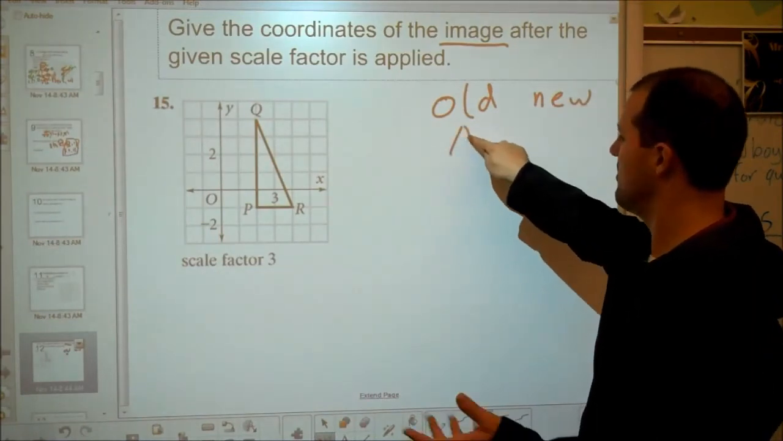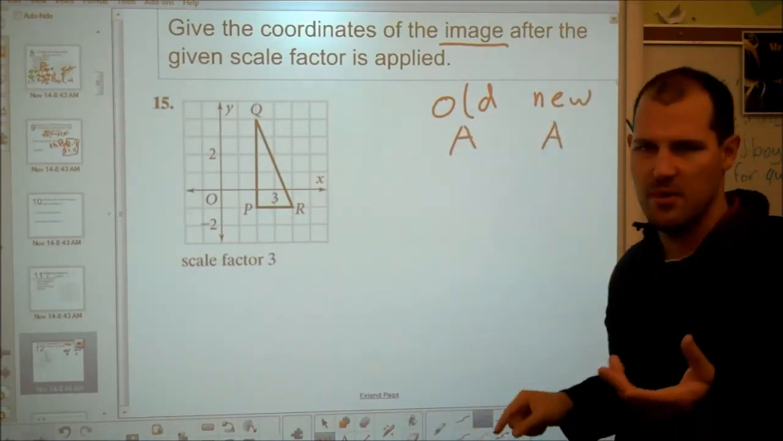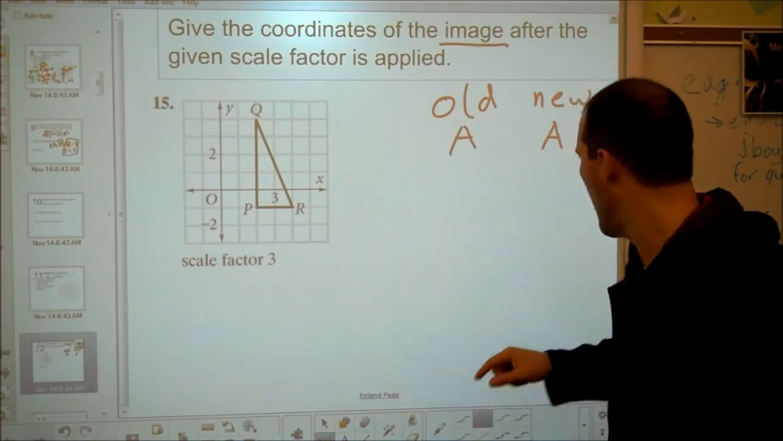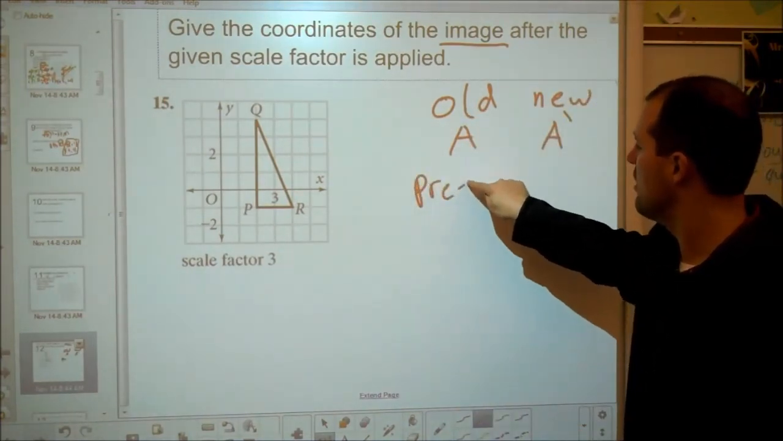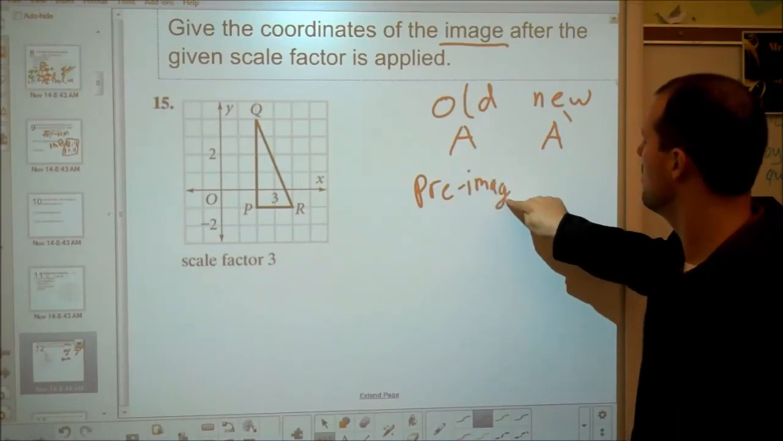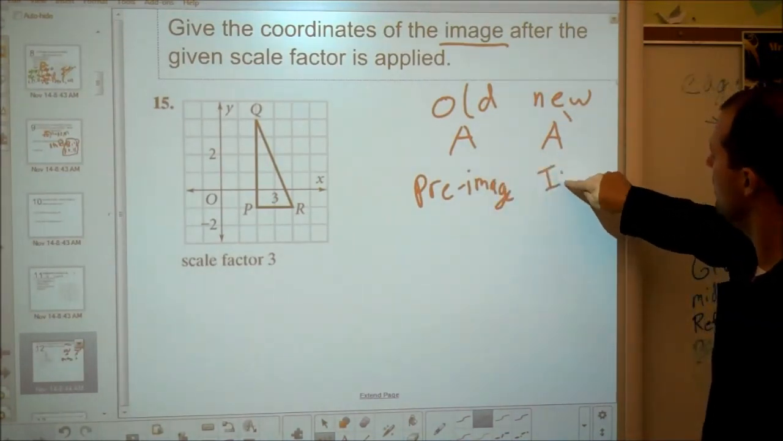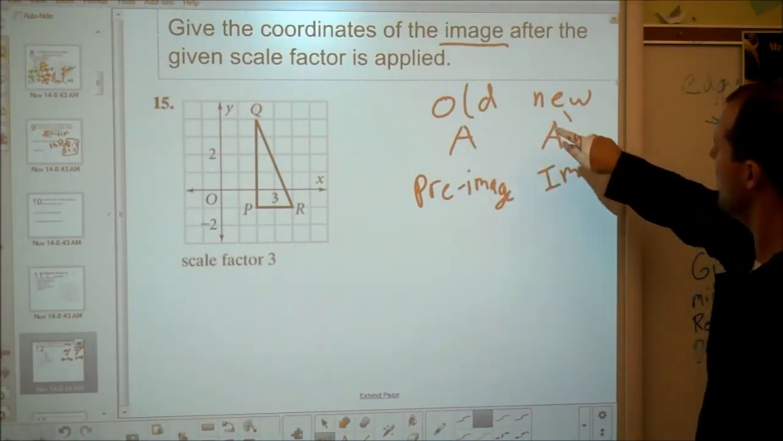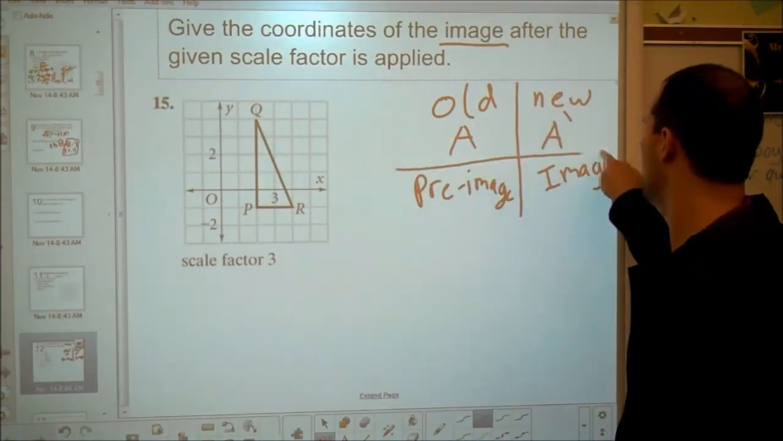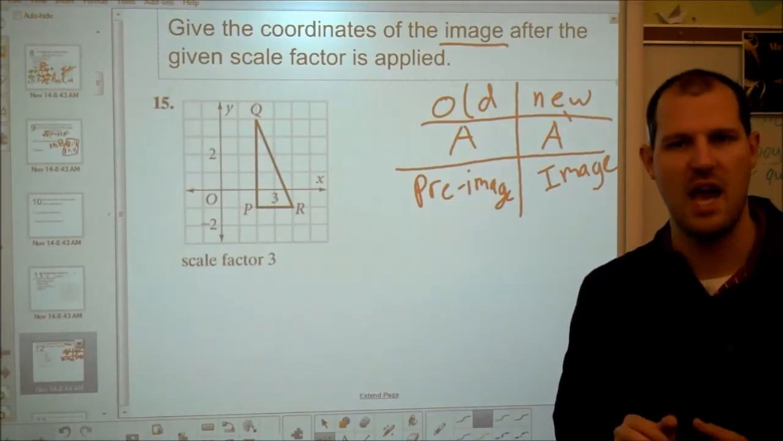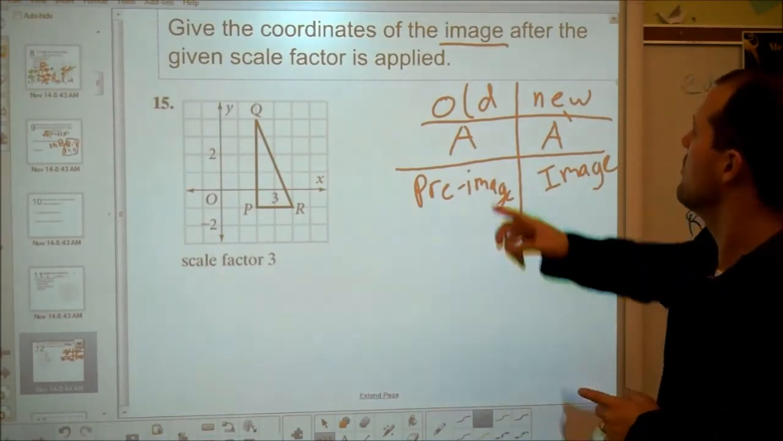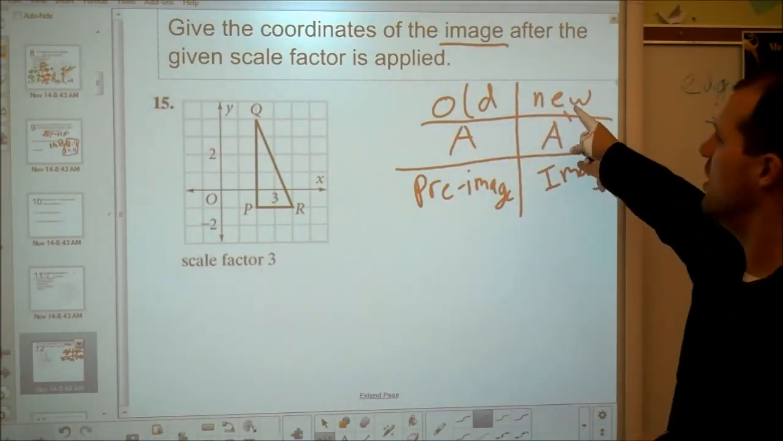Old might have looked like something like point A. New would have been called A prime. This is also called a pre-image, and the new one is called the image. Okay? So maybe you want to add this chart to your page so you can see which things go together. That'll help you with the vocabulary a little bit. Okay? So the image means the new one.